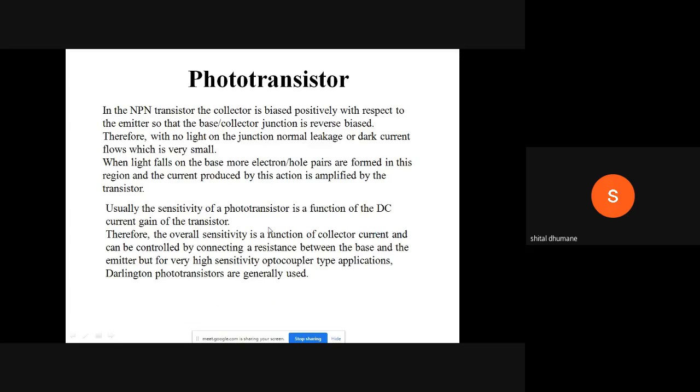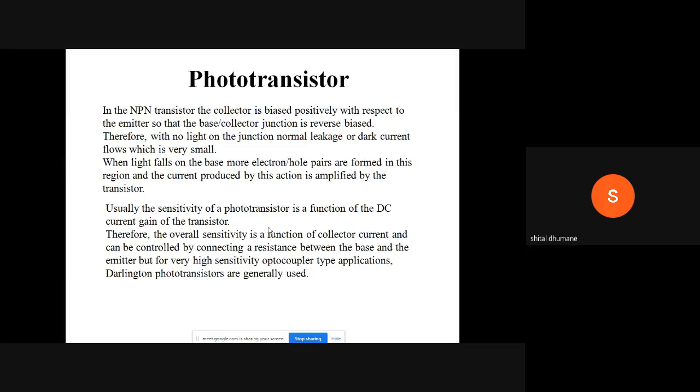In your NPN transistor, the collector is biased positively with respect to the emitter. So the base-collector junction is reverse biased. Therefore, with no light on the junction, normal leakage or dark current flows, which is very small. When light falls on the base, more electron-hole pairs are formed, as in your photodiodes. In that region, the current produced by this action is amplified by the transistor.